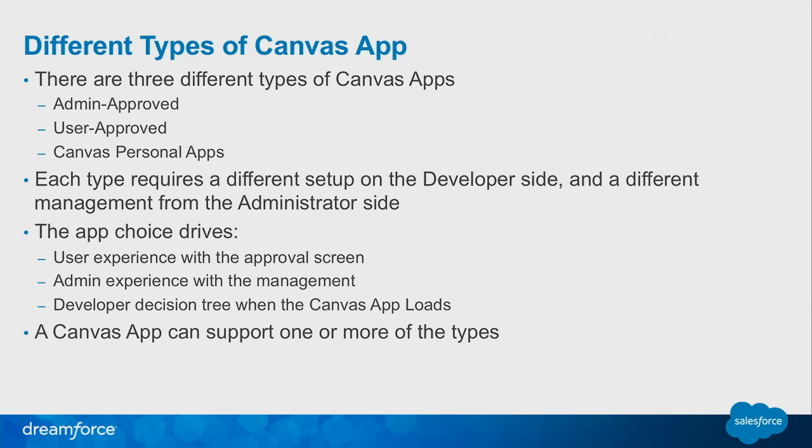So the developer has to make a few different programming choices when actually using these types of apps. And the choice determines a few things. What is the end user experience with the approval? Do they see an approval process or do they not? What is the admin experience? Does the admin have to manually accept people into it? Do they let users have that choice to accept themselves into it? And then also, like I said, the developer decision tree. So the developer has to know, is this a personal app? Is this a user-approved app? What should I show to the end user? Do I need to kick them into a different flow? And the key is that a Canvas app can actually support one or more of these types. It can actually support all 3 of the types. So as a developer, we really wanted to give you the ability to support a multitude of admins.